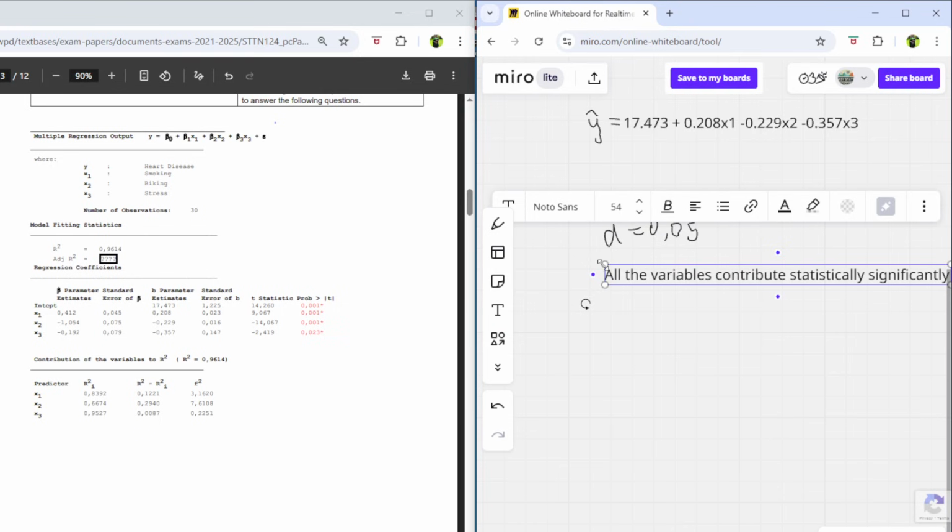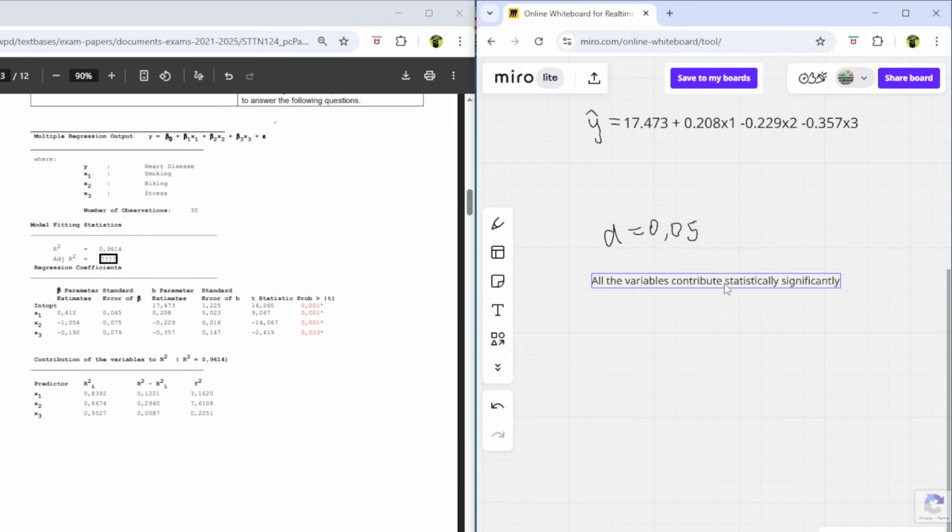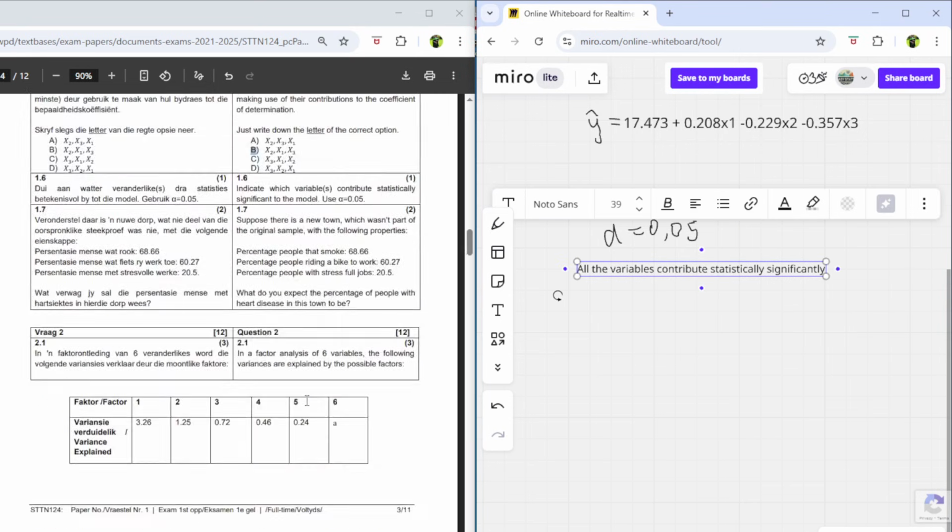All the variables contribute statistically significantly. That's basically how you write the answer to question 1.6. Indicate which variable contributes statistically significantly. That's how you answer it. All the variables contribute statistically significantly.